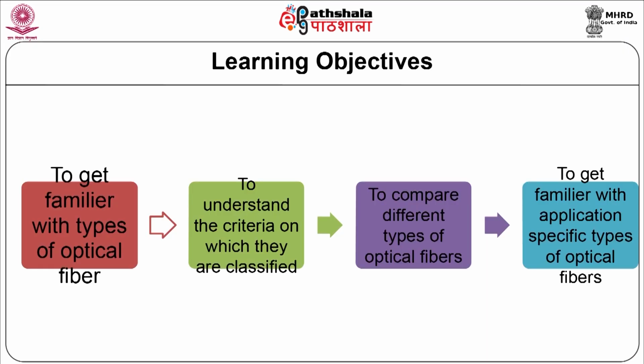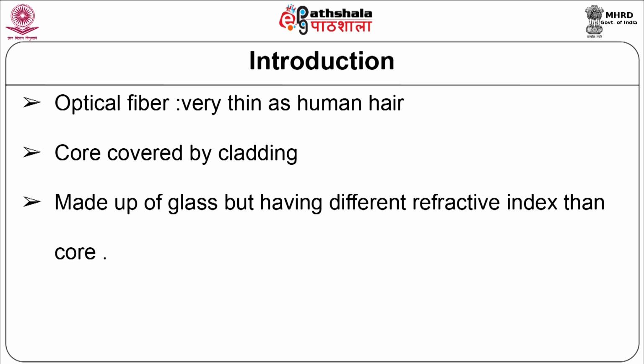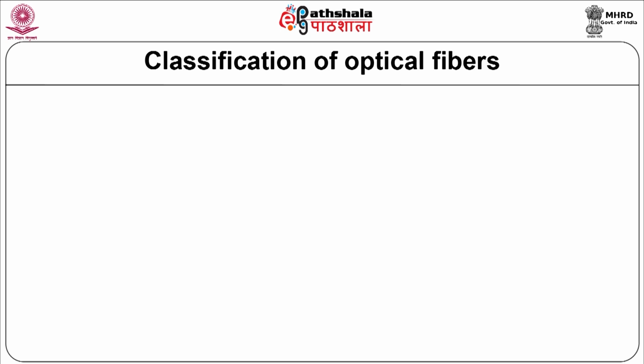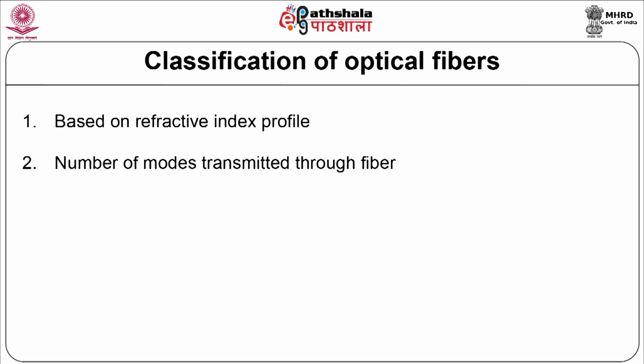The refractive index profile, then the number of rays which are being transmitted through the optical fiber are the basic categories in which these optical fibers are classified. Learning objectives. Introduction. Optical fibers are classified based on the refractive index profile, number of modes transmitted through the fiber, and tapered fiber.